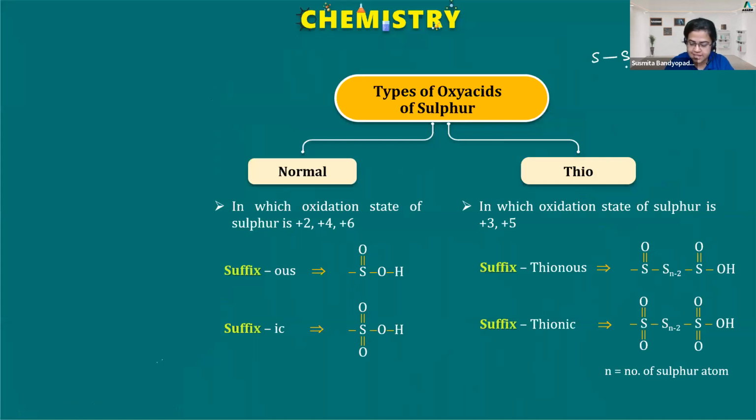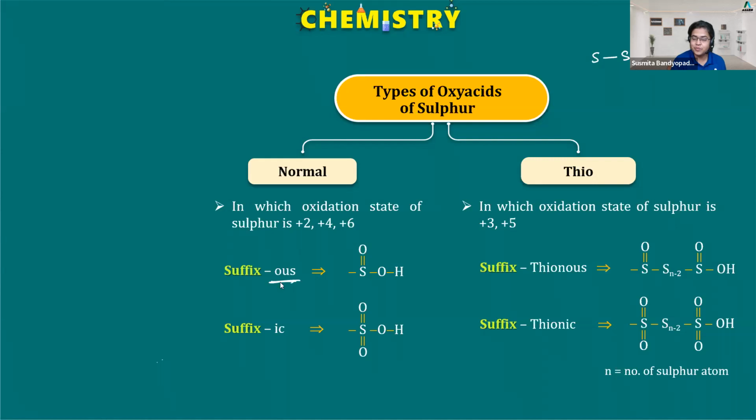Okay. SS linkage. Thio linkage means SS linkage, whether a single or a double bond. If two sulfurs are directly linked in a particular oxyacid, that's known as a thio acid. A normal acid will have S linked with OH or double bond O. If there's a direct SS linkage, whether single or double bond, it will be known as thio acid.